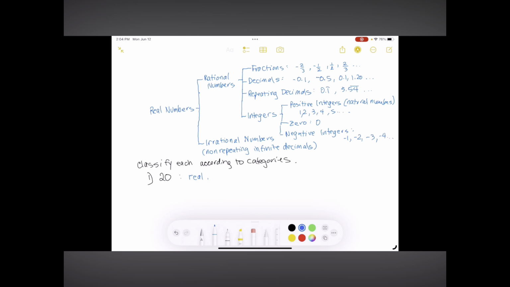We are to classify each of the following numbers according to categories. So the number 20 is categorized as a real number, a rational number, and as an integer, a positive integer. Problem number 11, the number 37 is also a real number, a rational number, and an integer.